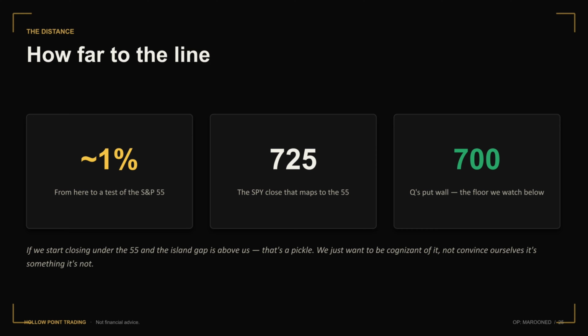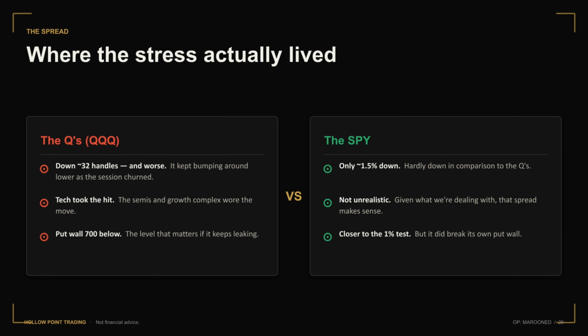Here is the map for tomorrow. We are watching for a test of the S&P 55, while keeping 725 on the SPY and 700 on the Qs in mind as our primary levels to monitor. When looking at the spread, the Qs took the brunt of the weakness, while the SPY held up slightly better. Understanding these differences helps us identify where the real market stress is located.